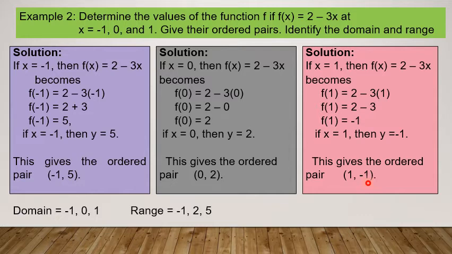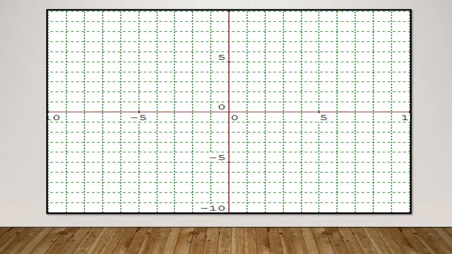Now the domain and the range. The domain is -1, 0, and 1, and the range is -1, 2, and 5. Are we going to graph? So this is (-1, 5), and this is (0, 2), and (1, -1). Then connect the line. So that's it.